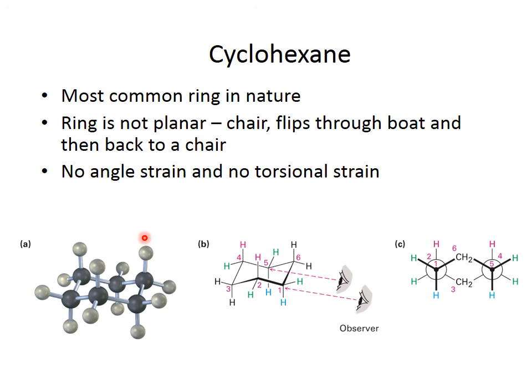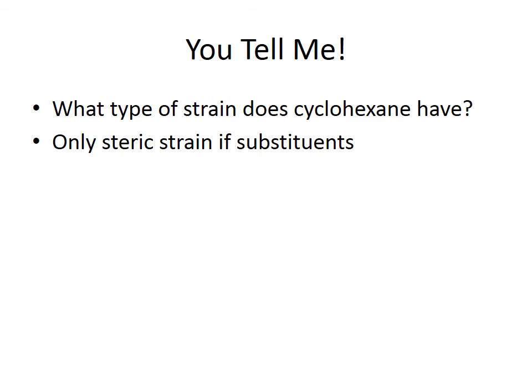Of course, it's going to flip back and forth, and when it flips back and forth, it actually causes a slight amount of strain during the flipping process. What's the flipping process? This carbon would actually flop down and this one up.